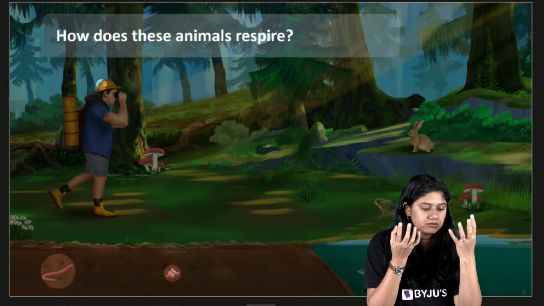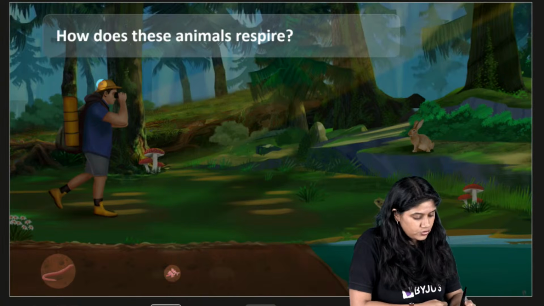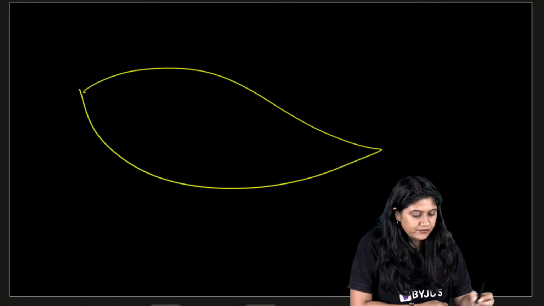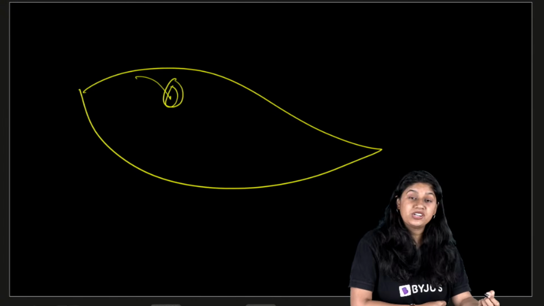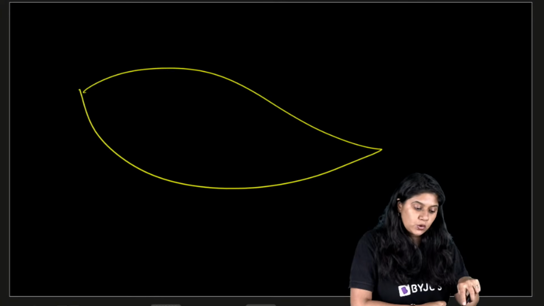We have in plants, if we talk about it, what happens in plants? We have the stomata, which are present on the leaves. They open and close during photosynthesis also. When they are open, they take up carbon dioxide and of course they take in oxygen also. They also play a very important role in transpiration. What is transpiration? Transpiration is nothing but the loss of water in the form of water vapor.